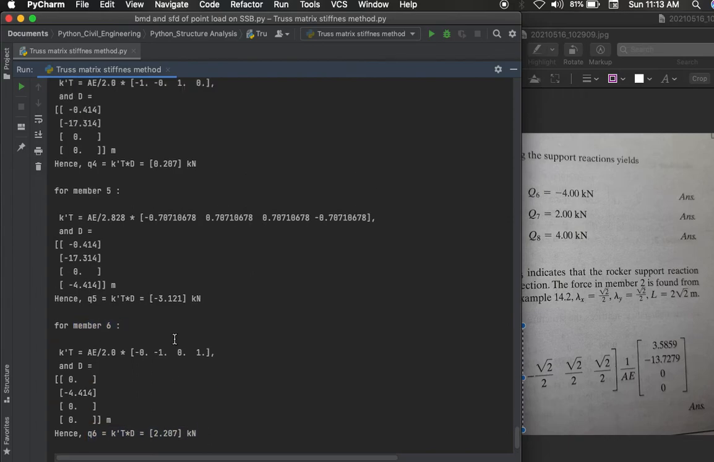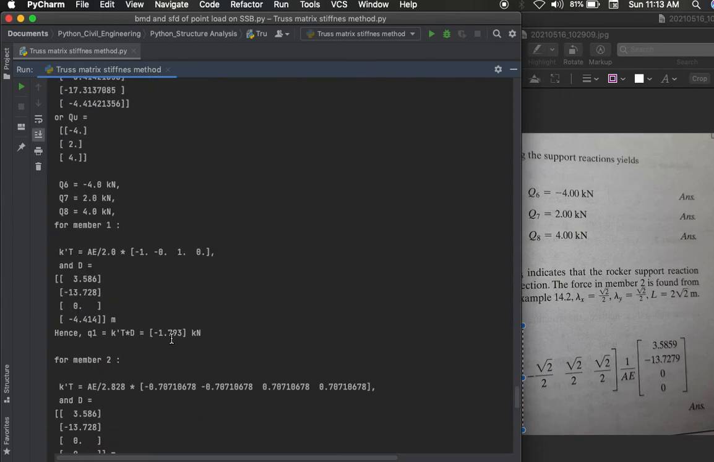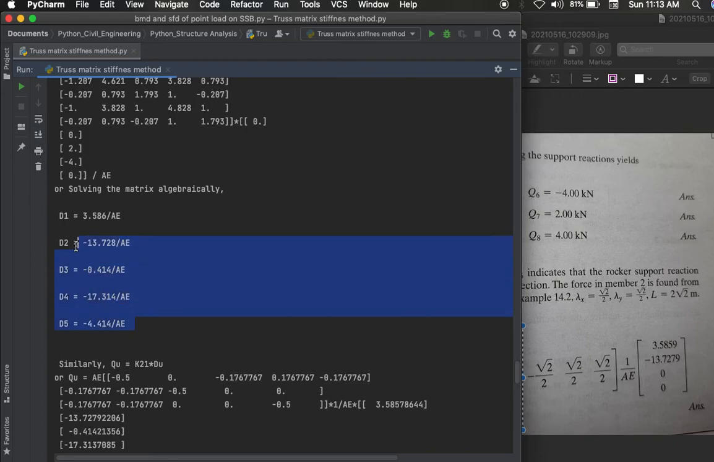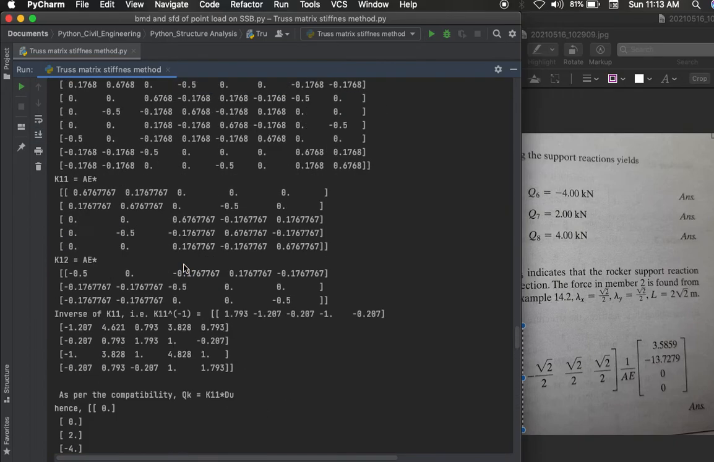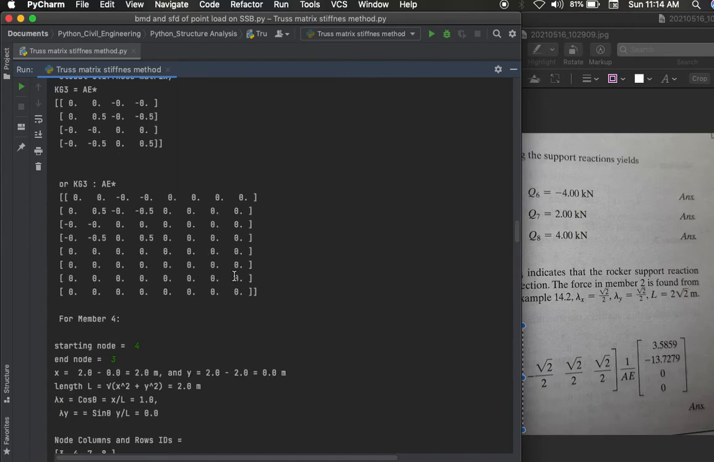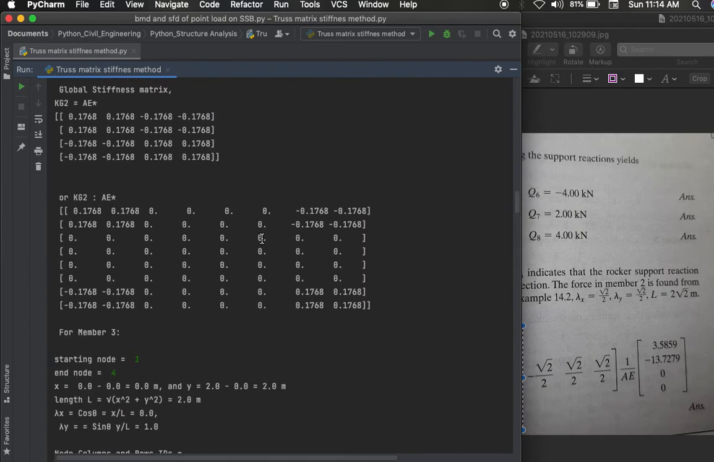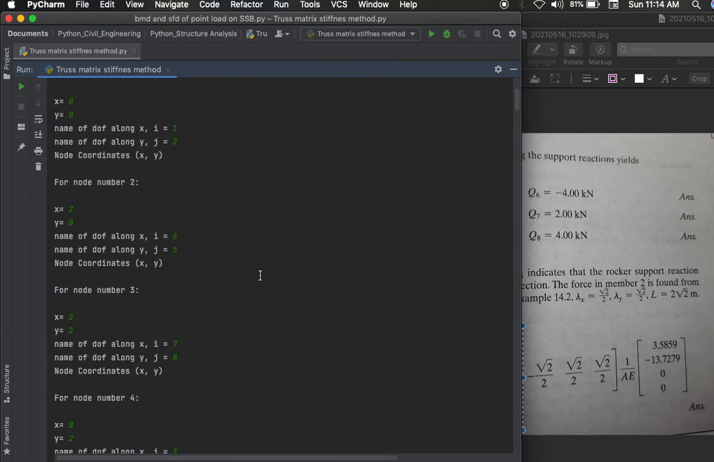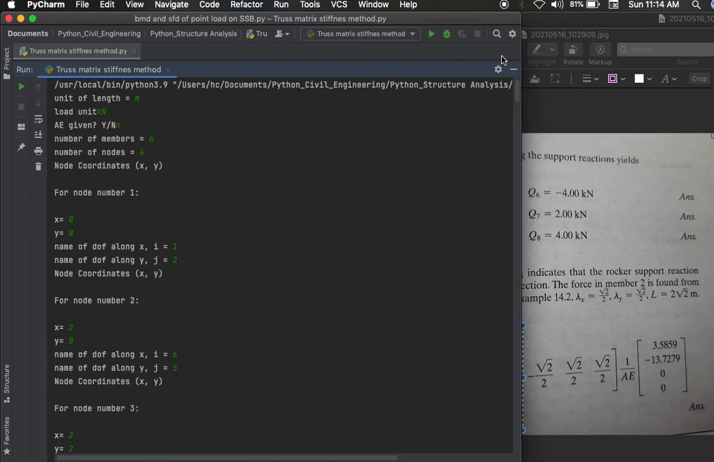So this is the complete solution. You will get all the deflections, all the member forces, all the support reactions for the truss. I hope this is quite a good program, and you can get it from me if you need it, but only with money.